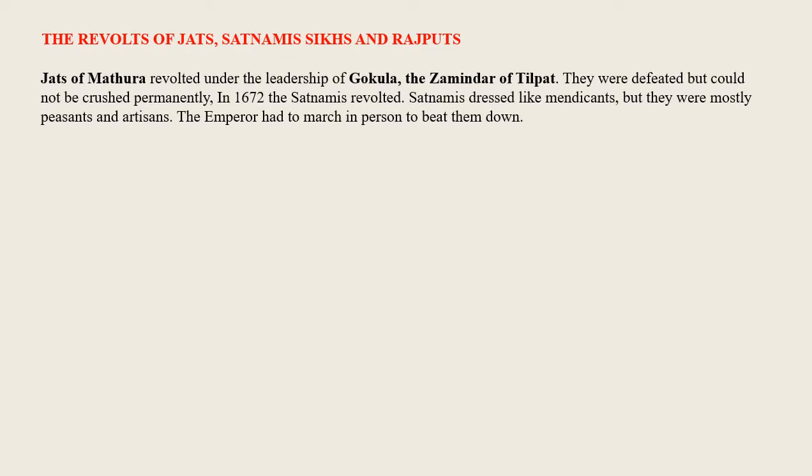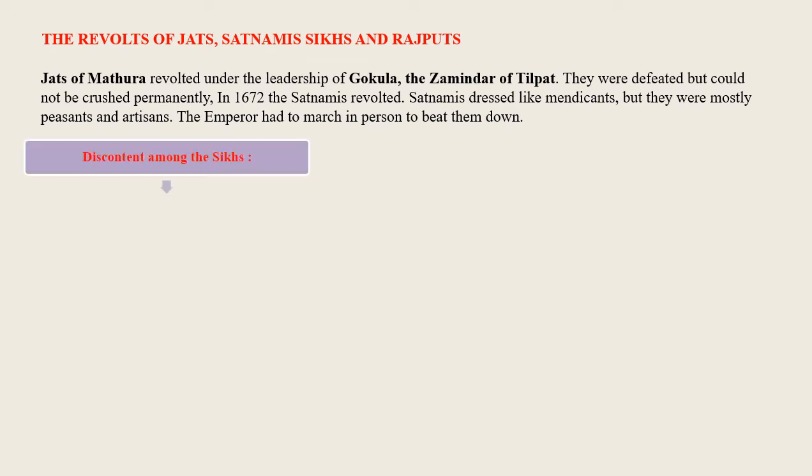The revolts of Jats, Satnamis, Sikhs and Rajputs. In 1669, the Jats of Mathura revolted under the leadership of Gokula, the Zamindar of Tilpat. They were defeated but could not be crushed permanently. In 1672, the Satnamis revolted. The Satnamis dressed like mendicants, but they were mostly peasants and artisans. The emperor had to march in person to beat them down.